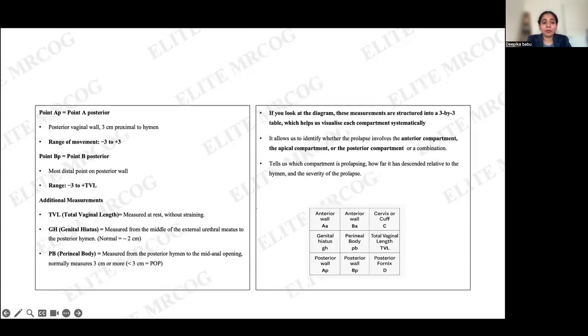Then A posterior is a similar thing, that is 3 centimeter proximal to the hymen on the posterior vaginal wall, and B posterior is the most distal point on the posterior wall. Then we take the additional measurements: total vaginal length has to be measured at rest without any straining, genital hiatus is measured from the middle of external urethral meatus to the posterior hymen, whereas perineal body is measured from the posterior hymen to the mid-anal opening.